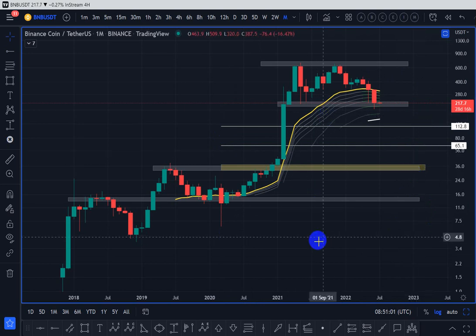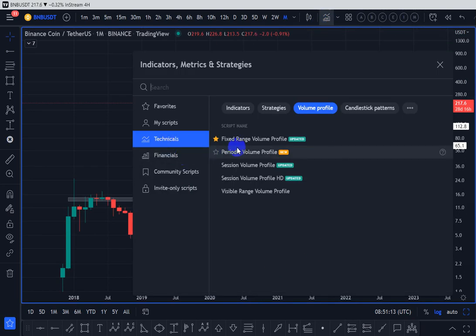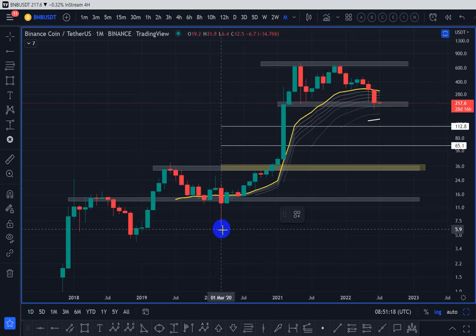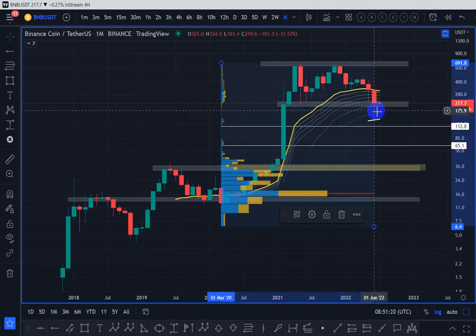And what's next? We can also look at the volume, because the areas where a lot of volume has been traded is another crucial factor. So I go to technical indicators, fixed range volume profile, that's the one I choose, and I again go from here all the way to here to notice some areas. And we see that here is the area where a lot of volume is being traded, but you know that most of the volume is being traded here.